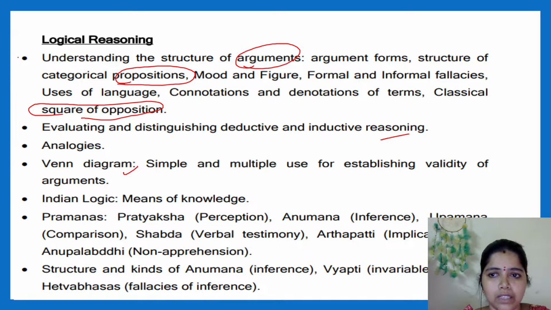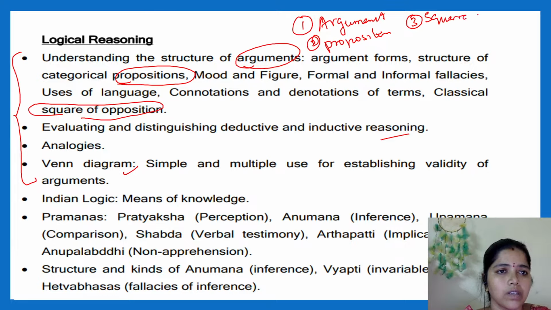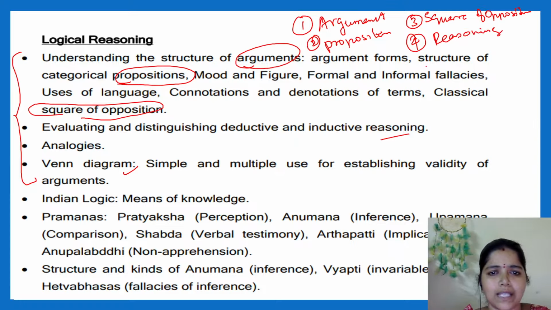So this is the first part. In the first part, we'll be talking about arguments and propositions, and we'll be talking about the square of opposition, and the fourth one we'll be doing is reasoning. That is very easy. Reasoning part will be easy. With the help of Venn diagrams we will be solving square of opposition. So this is the first part of logical reasoning.